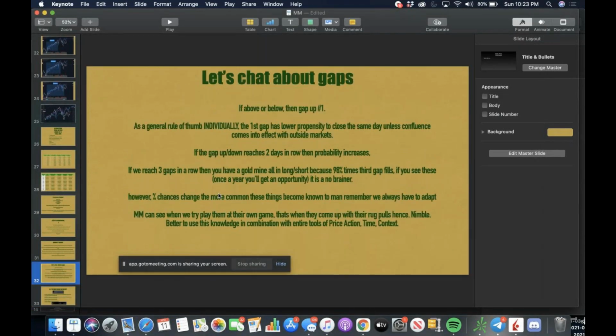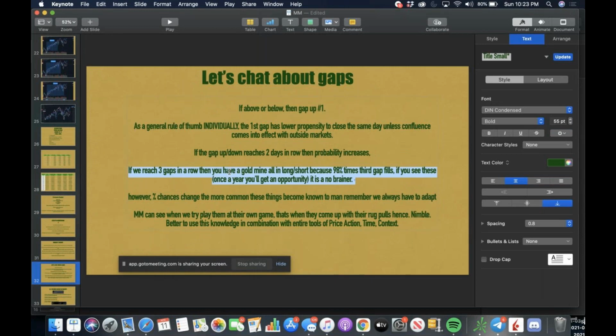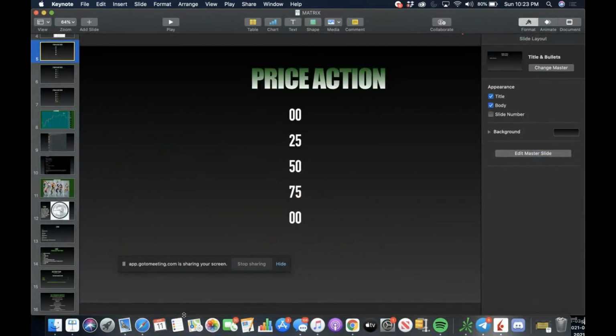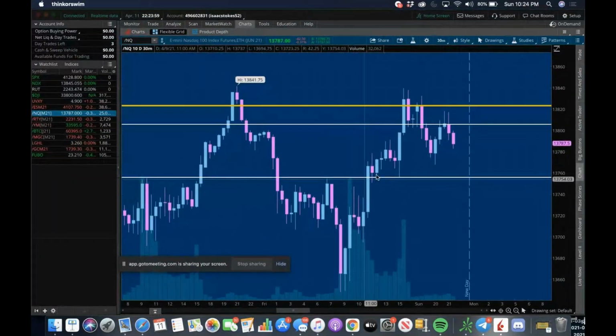Let's talk about gaps. If we reach our third gap, you have an all-in gold mine short. And it's not an all-in gold mine short to fill all the remaining 3 gaps below. No, again, remember guys, we're not the typical retail trader.